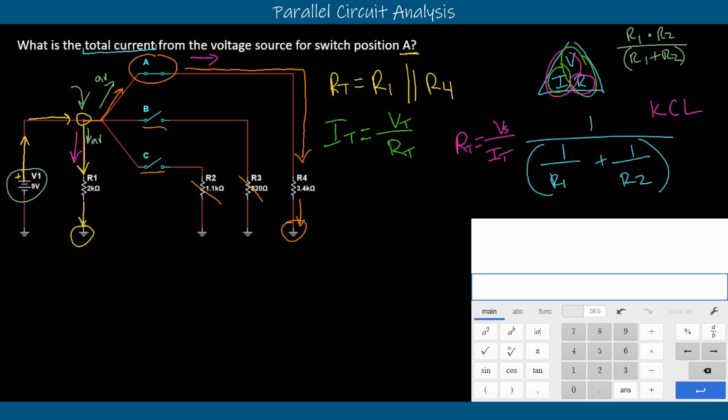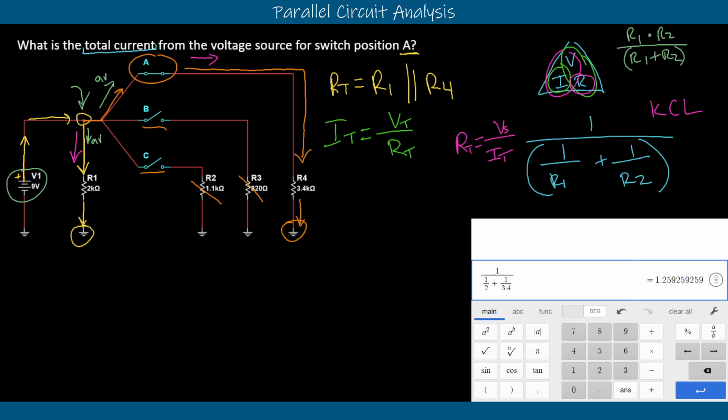So we'll plug into our calculator here, and we'll say that we have 1 over R1, which we know is 2000. Look at the R1 and the R4 here, and we see that the R1 is 2000, and when we go over to that R4, it's 3.4 kiloohms, right? It's also 3,400. So we can leave them in kiloohms. We can say 2 plus 1 over 3.4, and we'll know that our answer is in kiloohms.